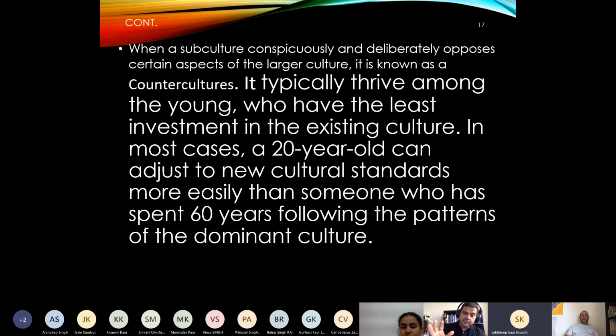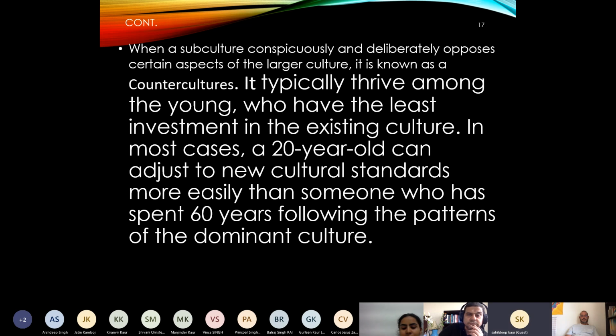Just wait a second. In your own words, when we call a subculture a counterculture, you don't have to follow the same words that you have read now. I explained it just minutes ago. What is a counterculture? In which cases will a subculture be considered a counterculture?